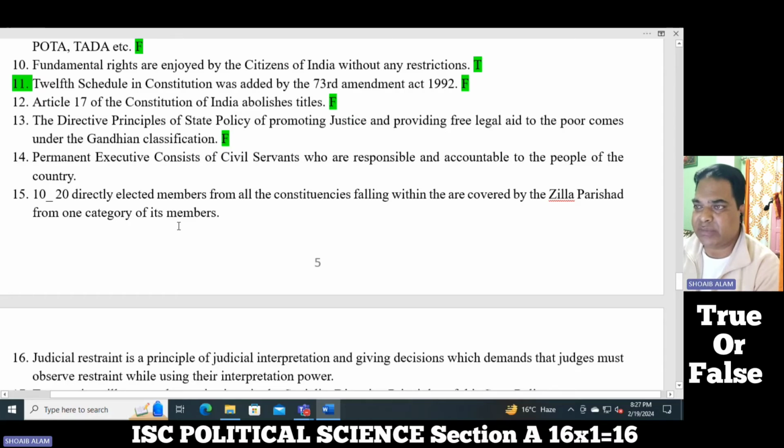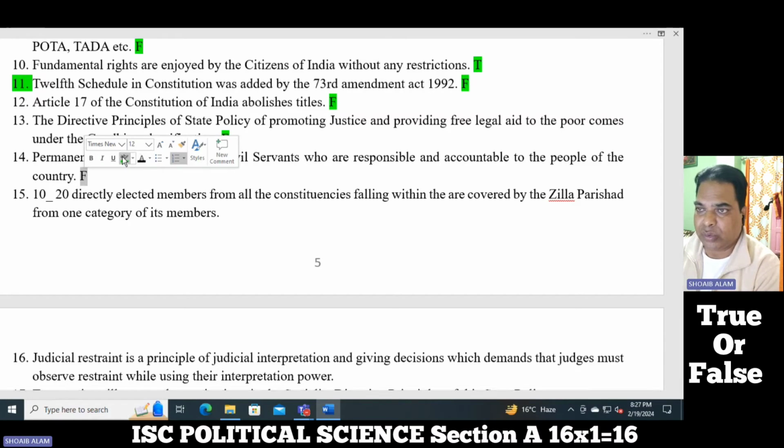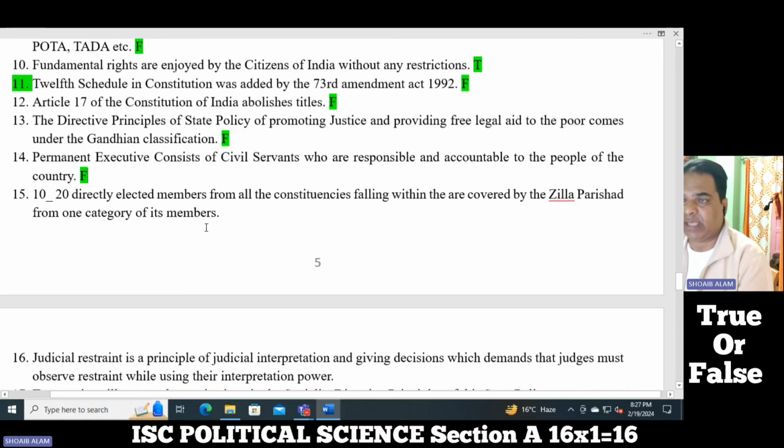Permanent executive considers civil servants who are responsible and accountable to the people of the country. No, false. They are not accountable to the people. They are accountable to the office which they serve, like the prime minister or the government or different departments to which they assist.